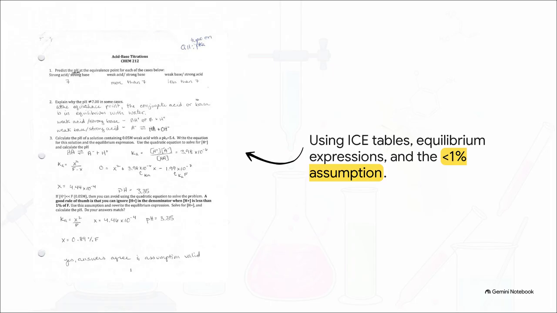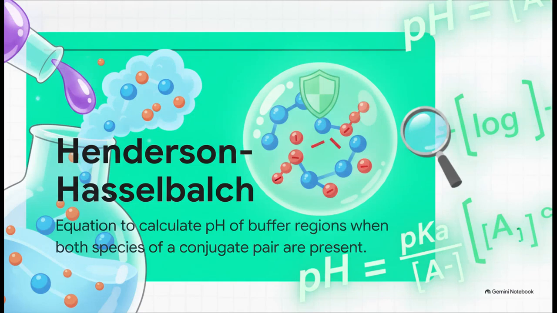If the hydrogen ion concentration, our X value, is less than 1% of the initial concentration, you can just ignore it in the denominator. This simple assumption lets us completely bypass the painful quadratic equation and quickly find our starting pH. As we start adding our strong base to the weak acid, it only partially neutralizes.